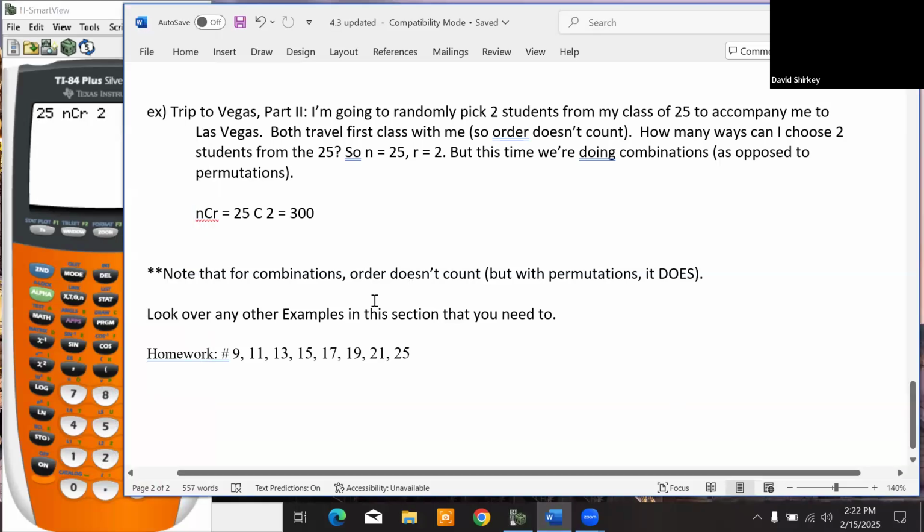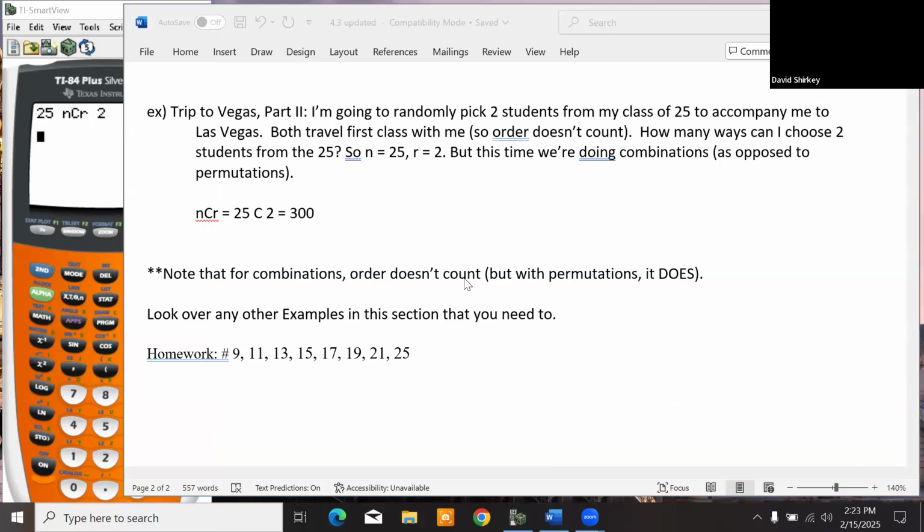So note that for combinations, order doesn't count, but with permutations, it does, okay? So if you're wondering which one should I choose, look and see if order counts or doesn't count. Anyway, look over any other examples in this section that you feel you need more experience with or more explanation. And here's the recommended homework out of this section: 9, 11, 13, 15, 17, 19, 21, and 25. And don't forget, once you work through those, you've got the tabs you can press that will tell you the answers.